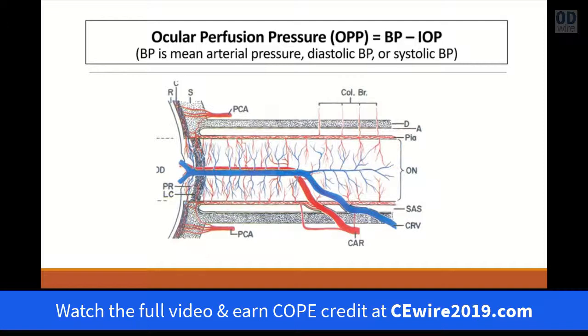So if we get to a condition where, let's say in systemic hypertension, the autoregulatory curve starts to trend upward because the blood pressure is higher, then in situations where perfusion pressure goes down, the tissue may not be able to respond to that. And that's something that we see in glaucoma, as we shall see shortly.